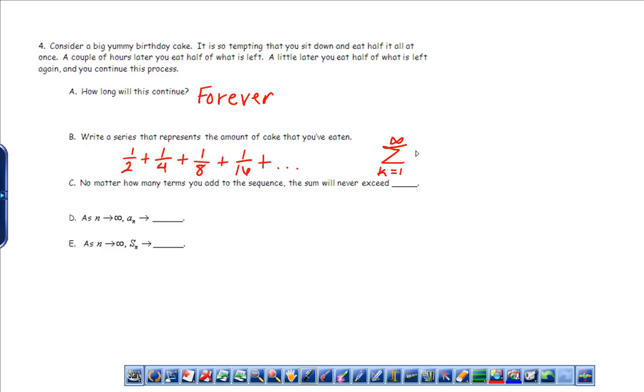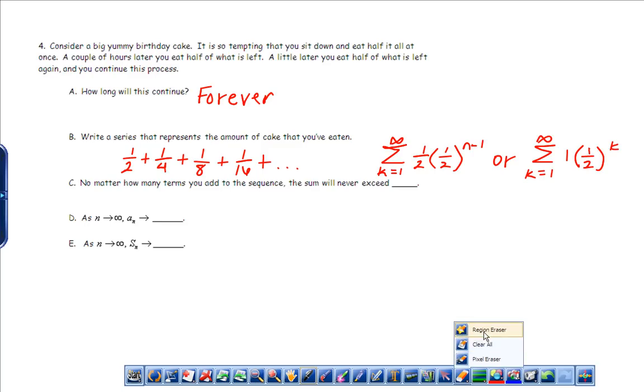Okay, remember the first term? First term right here is 1/2, and r is also 1/2. So we're going to use that formula. You could have also used the other one where you start with the 0th term. The 0th term here being 1, because that's how much cake you had before you started eating. And then you would put 1/2 to the k power. And I actually made a little mistake here. This should have been k since I started with k.